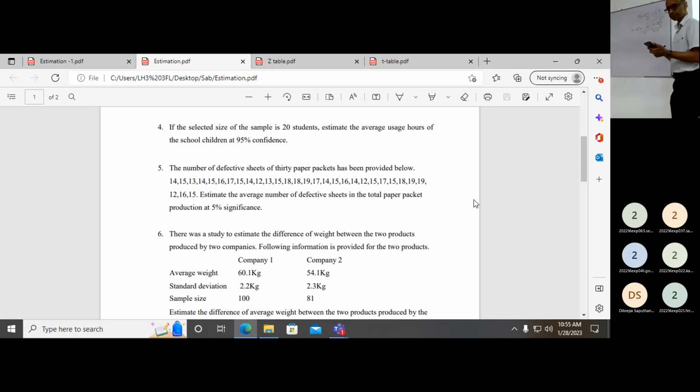15.4 mean value. Standard deviation 2.07, 2.0777 like that, no?